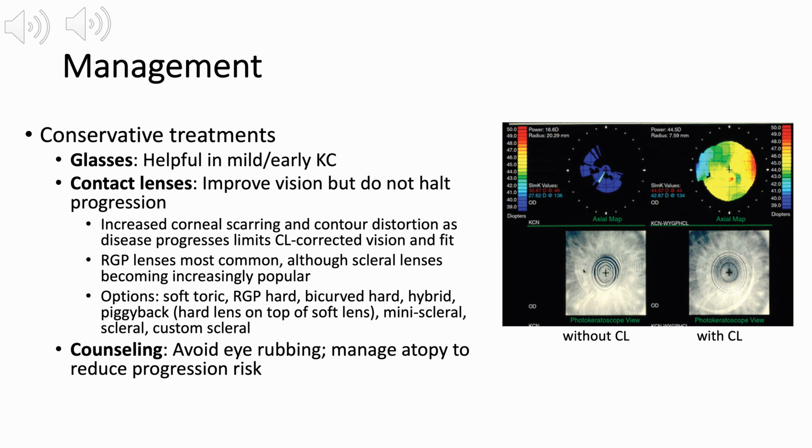On the right, you can see a comparison of corneal topography and photokeratoscope images. The top left image shows the corneal shape without a contact lens. Note the irregular axial map and the distorted reflection rings below it, indicating surface irregularity. In contrast, the top right and lower right images show the same eye with a contact lens in place. The axial map becomes smoother, and the reflection rings are now regular and concentric, demonstrating how contact lenses can correct the optical irregularity and improve vision.